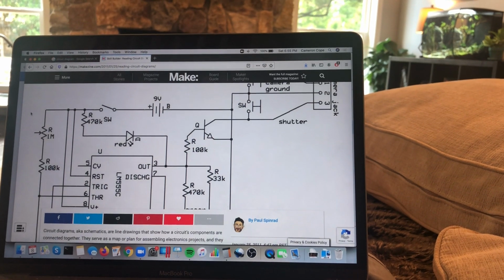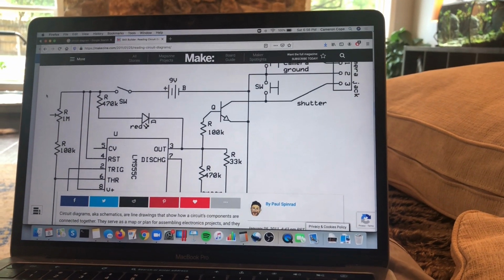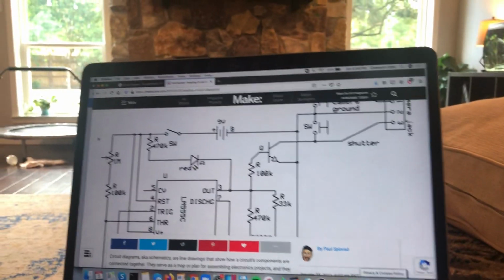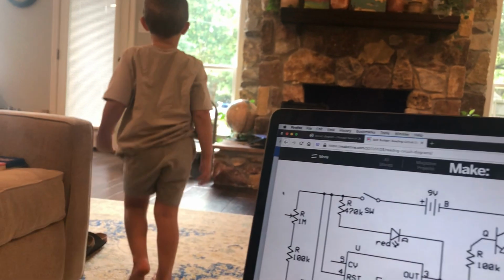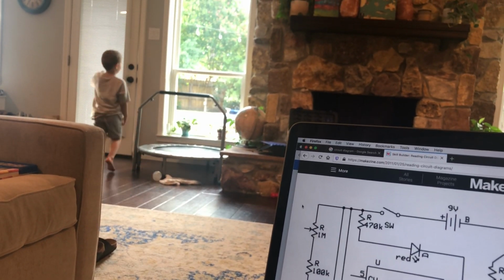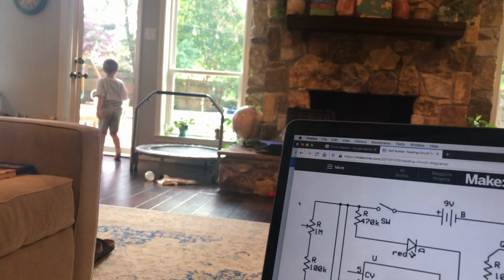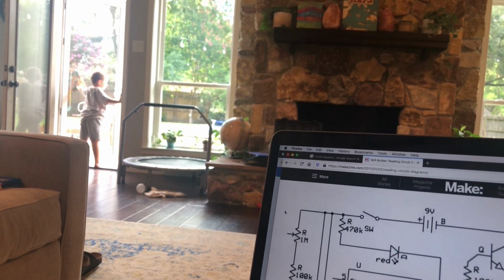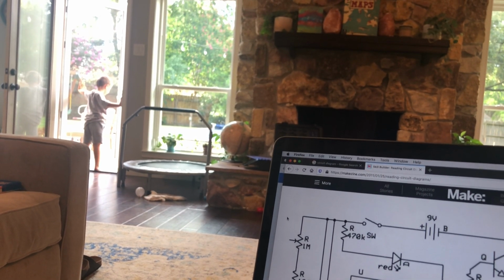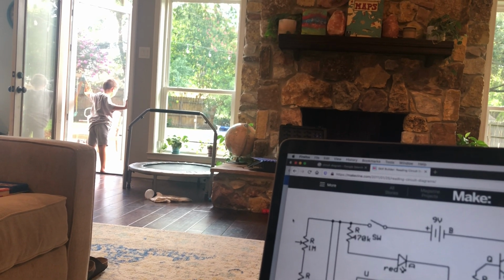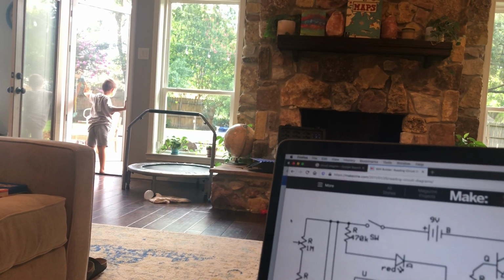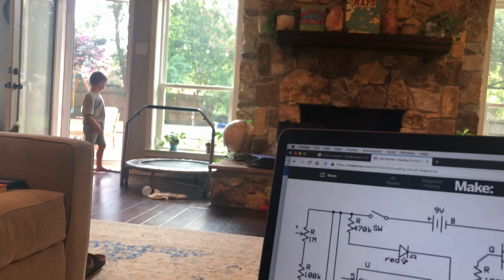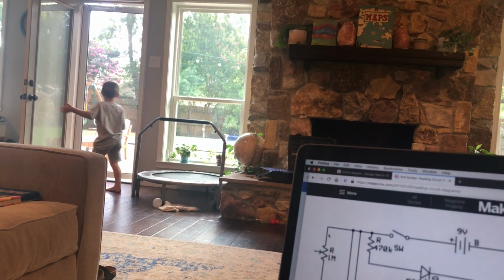Oh, let's go let Suki in real quick. Can you go let her in? It's starting to rain. Can you just run over and open that door for her? Let her in. It's starting to rain. Call her. All right, shut that door, bud.